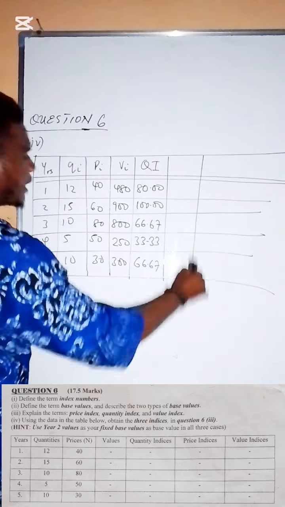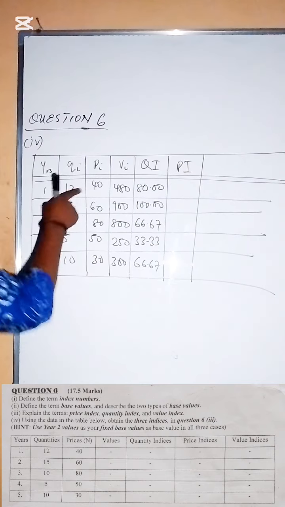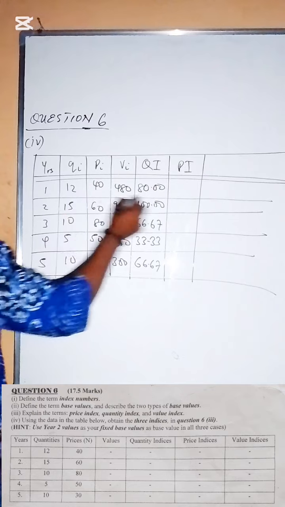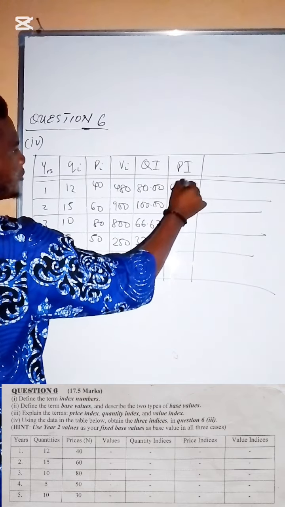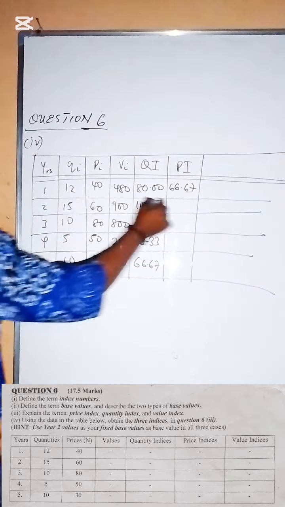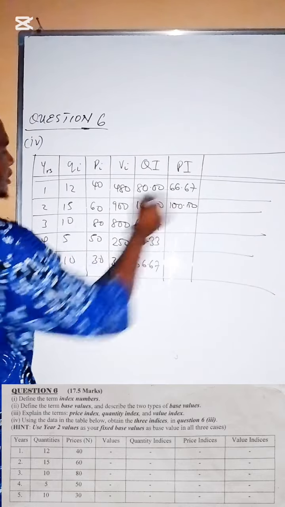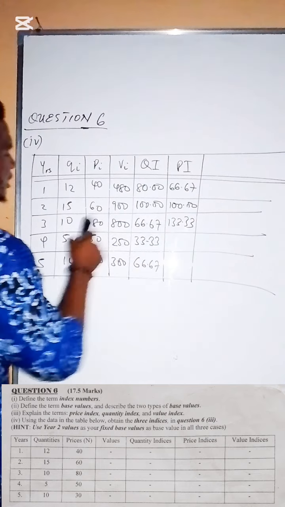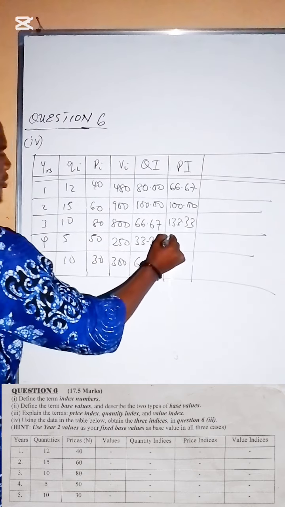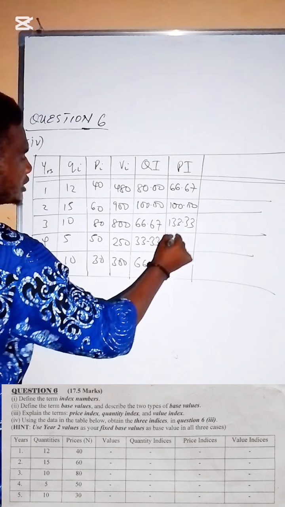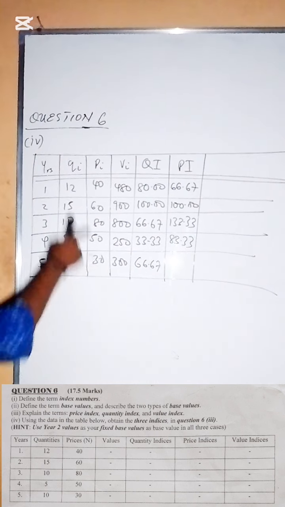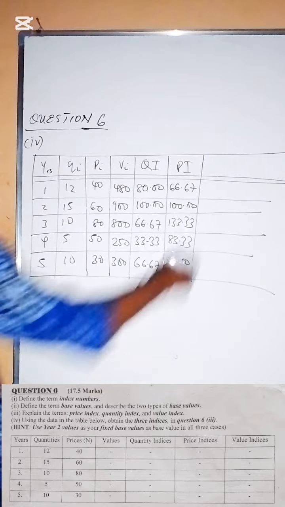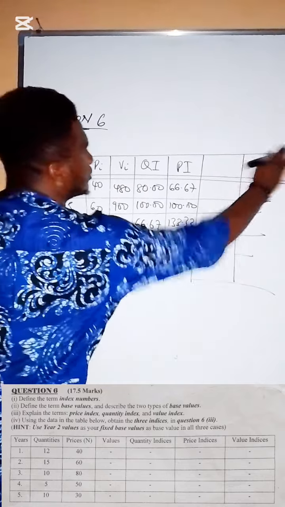We now move over to the price index. Now for the price index, come over to the price column. We are using 60 as our base value. 40 over 60 times 100 gives us 66.67. 60 over 60 times 100 gives us 100. Then 80 over 60 times 100 gives us 133.33. Then 50 over 60 times 100 gives us 83.33. Then 30 over 60 times 100 gives us 50.00.